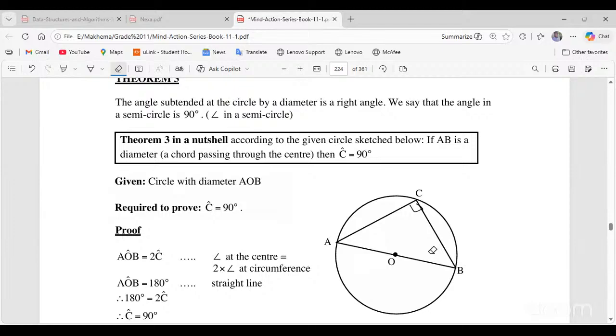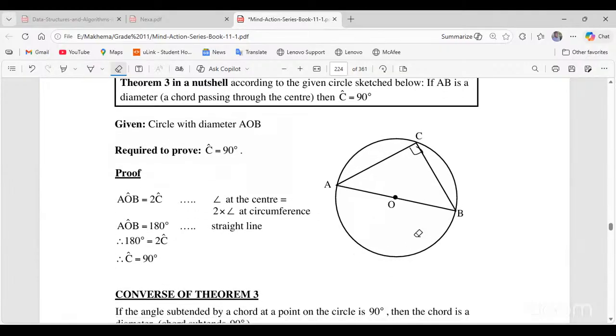Now, if you are given that AOB is the diameter, we want to prove that this here is 90 degrees. Now, AOB here is angle at the center. This is angle at the center. That is angle at the circumference. And we know that this angle here is equal to 180 degrees. What is the reason behind that? It is a straight line.